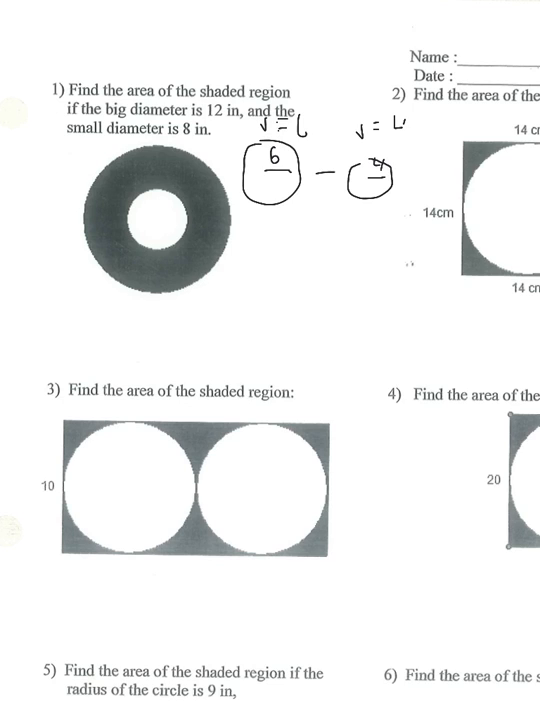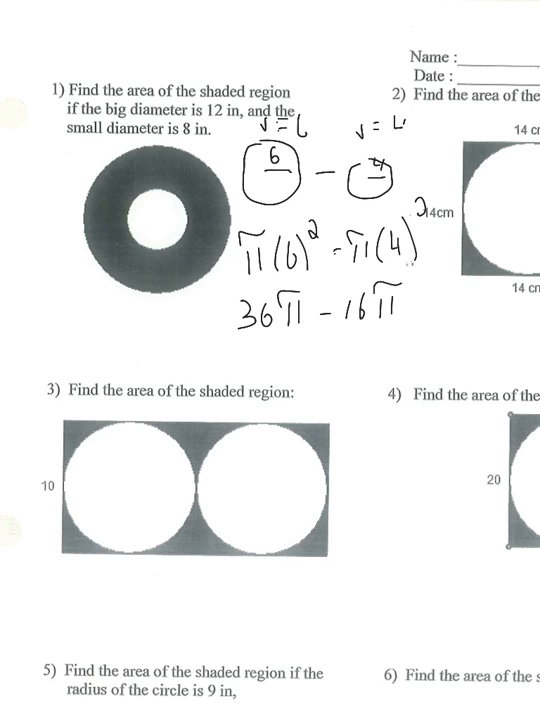Area of circle is pi r squared, so it'll be pi times 6 squared minus pi times 4 squared. This will be pi times 6 squared, exponents first, it will be 36 pi minus 16 pi. So think about 36x minus 16x, the final answer is 20 pi square inches. This is the exact solution.